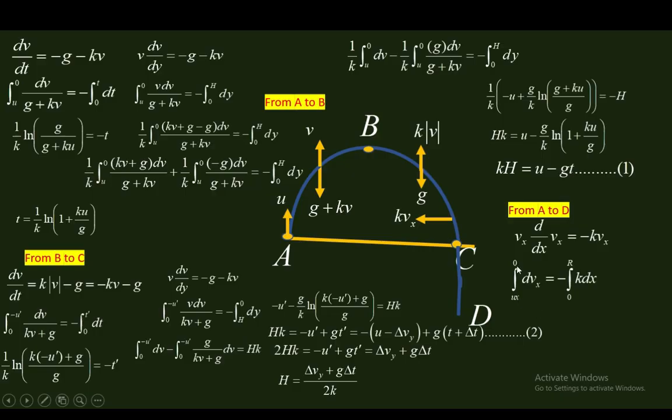And it's given that initially vx is ux. Finally vx is 0 because it's moving almost vertically. Initially x is 0 here at A, and finally it's given that from A to C, the horizontal displacement is r. So it's given in the question. So this is how limits are put, and solve this to find k. Now simply put this k back into the expression for h to find h.